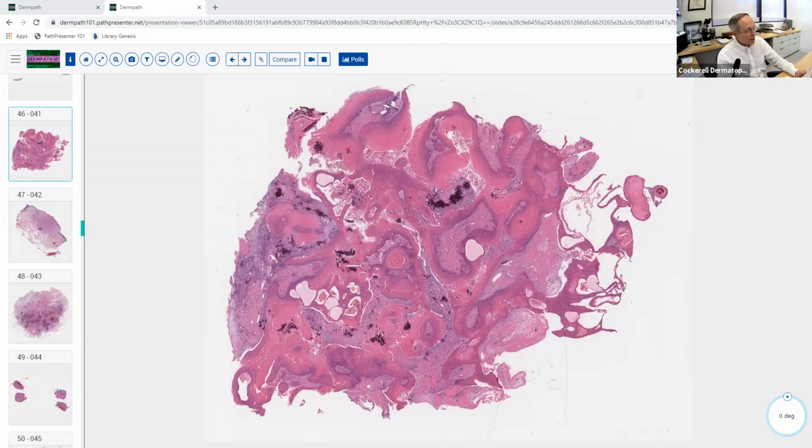Okay, the next case is case number 41. And this, you can see, was taken by a nucleation technique. So once again, we think benign when we see that. And the story here is an 80-year-old man comes in with an enlarging lesion on the scalp. It says male on her scalp.